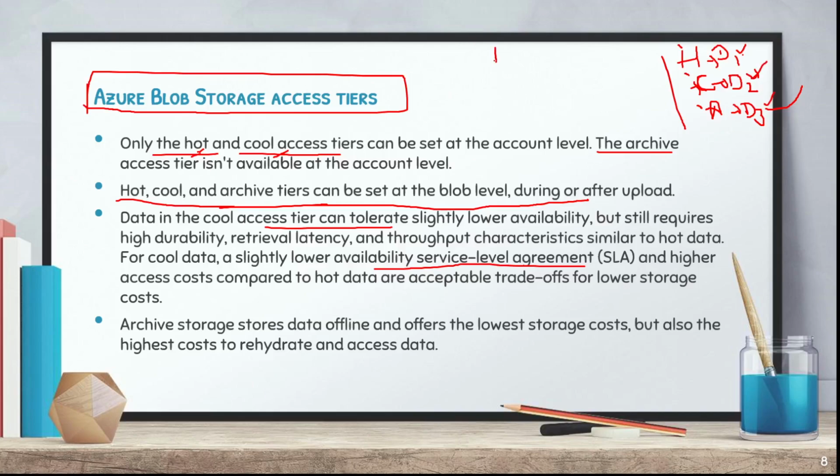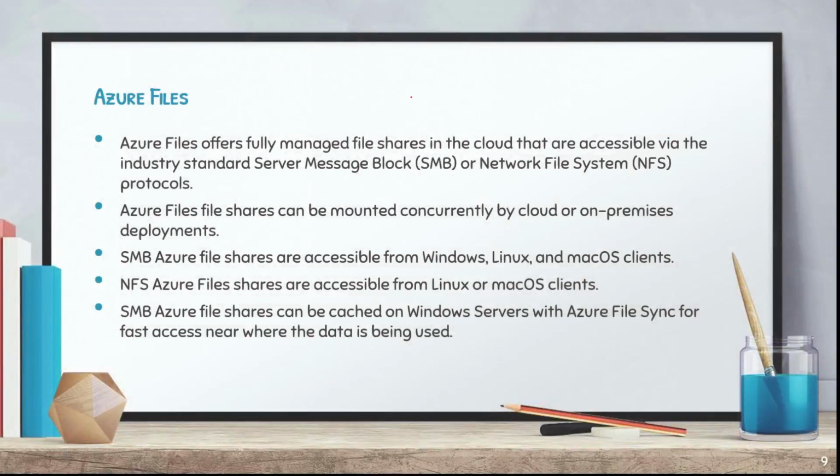So just to summarize, let's say this is your hot tier, this is your cool tier, and this is your archive tier. The data storage cost is maximum for your hot tier, but the data retrieval cost, that is DR, is maximum for archive, then for cool, then for hot. So we should choose wisely the tier of our storage depending upon the business requirement.